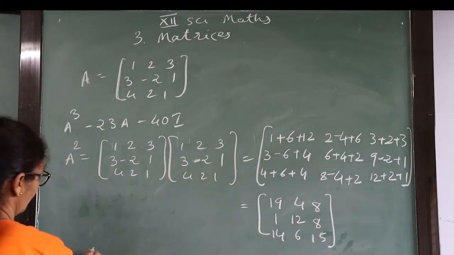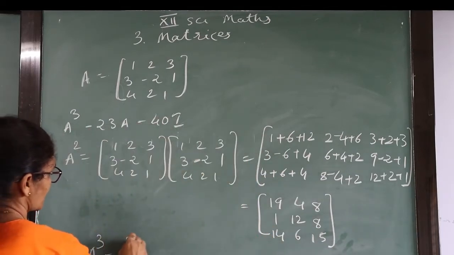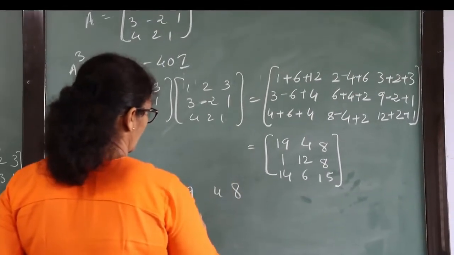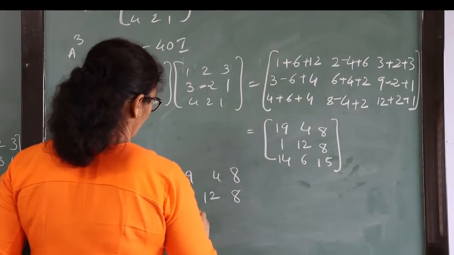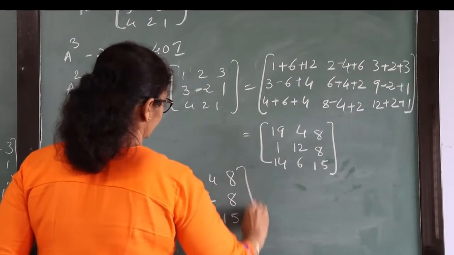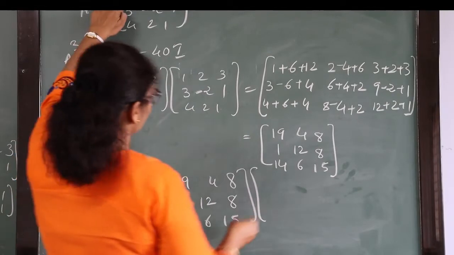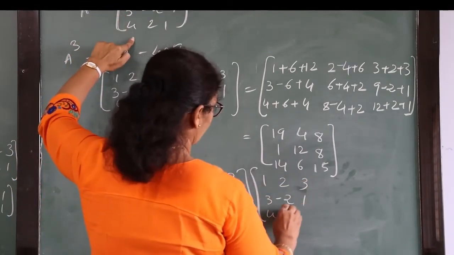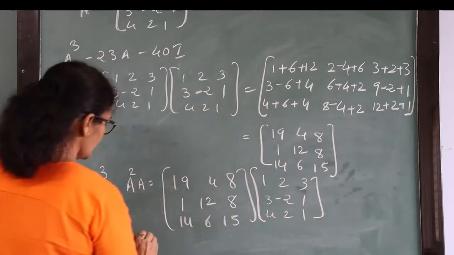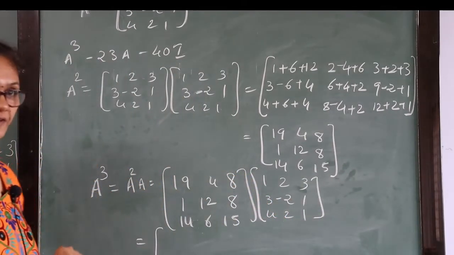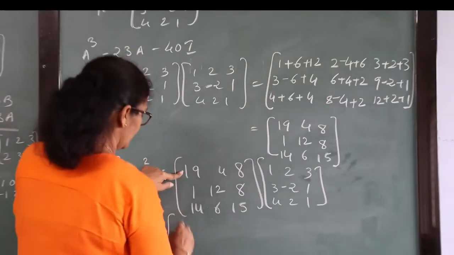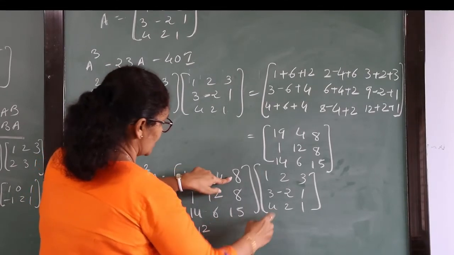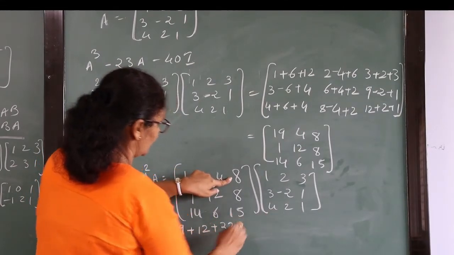Now A cube. What to do? A cube means A square into A. So I have written the matrix 19 4 8, 1 12 8, 14 6 15, into, and now A will be written again: 1 2 3, 3 minus 2 1, and 4 2 1. Okay, now again simple multiplication of it. So how can we multiply? 19 1s are 19, plus 4 3s are 12, plus 8 4s are 32.